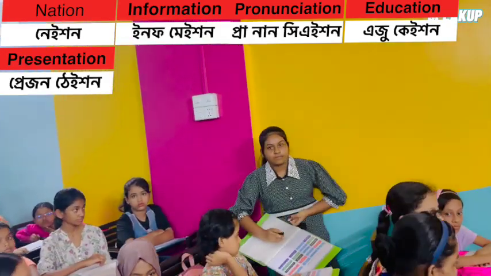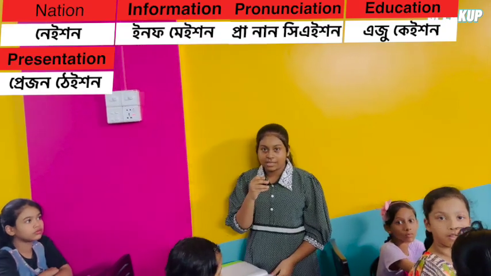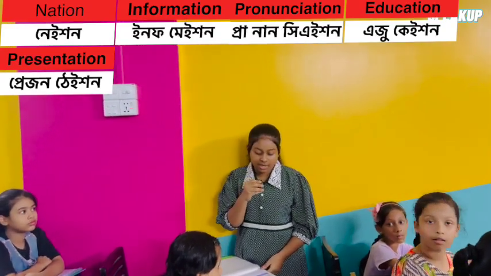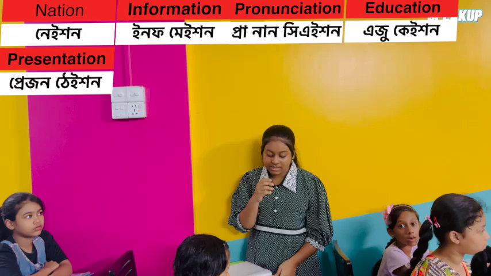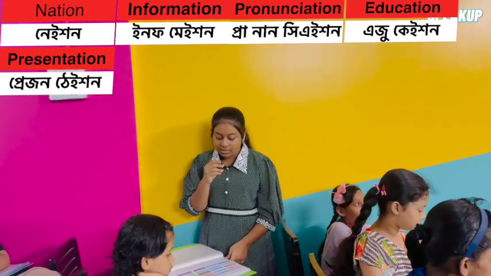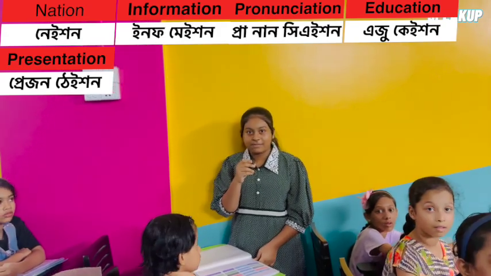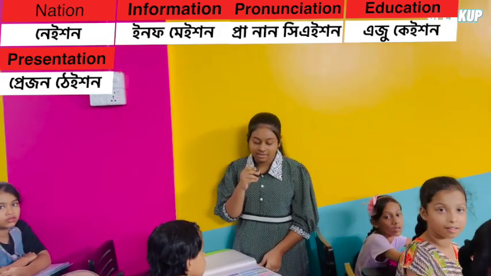Here you go. Thank you, sir, for giving me this chance. Welcome. So today we're going to learn 5 correct pronunciations. Good. So let's get started. First of all, nation. For example, no, it's nation.